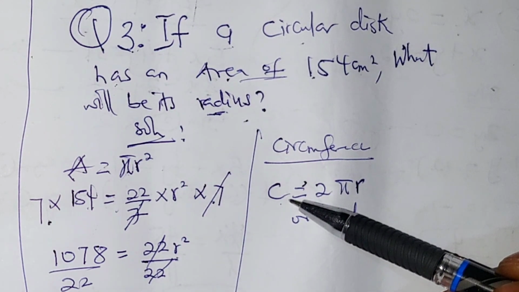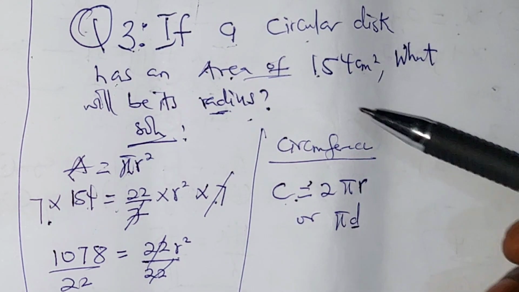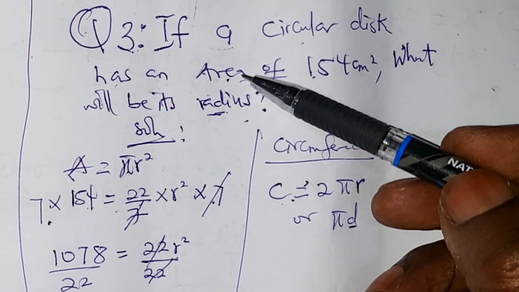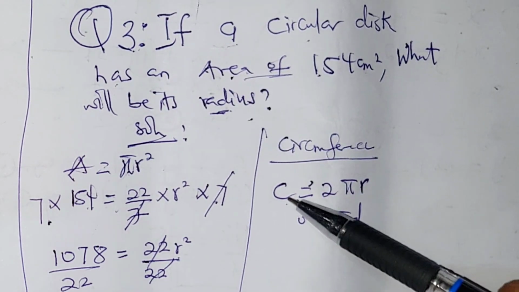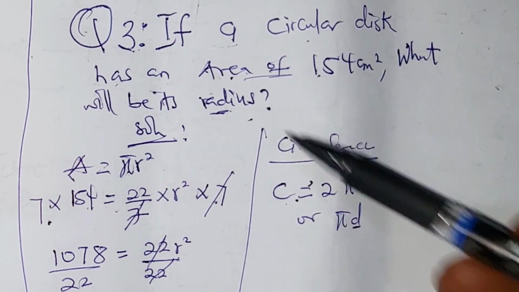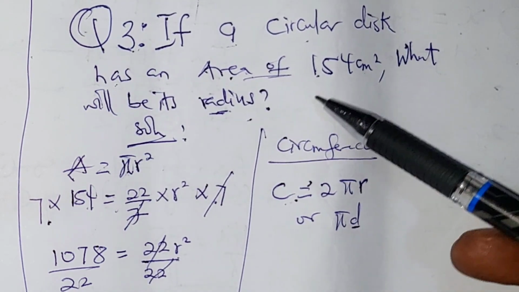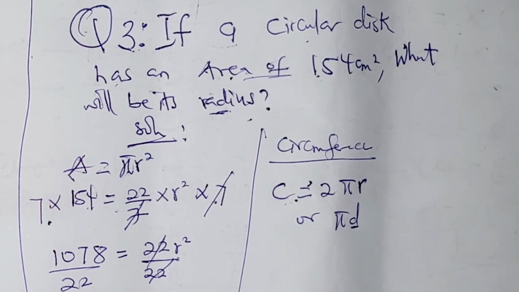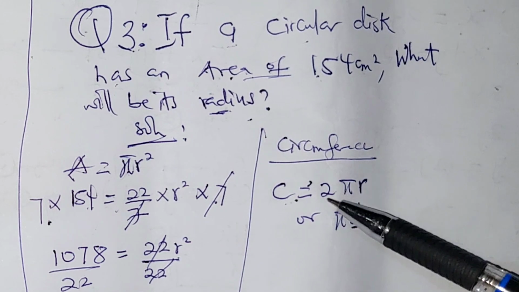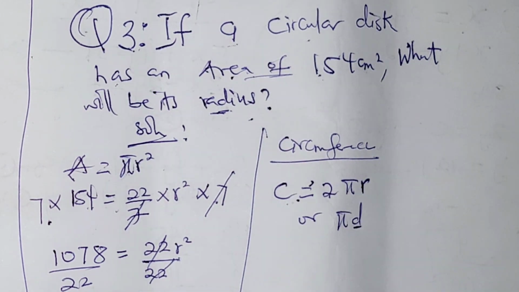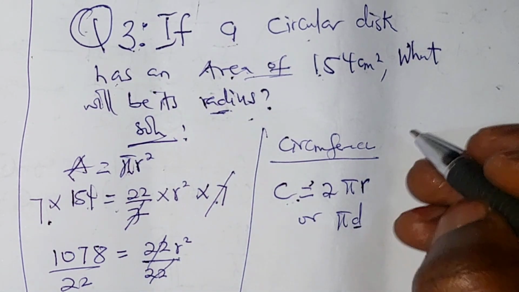Keep that in mind. If you're asked to find the circumference of a circle when you are given the area, you need to use the area to find the radius, then use the radius to calculate the circumference. Okay, so let's see how we're going to solve for this.